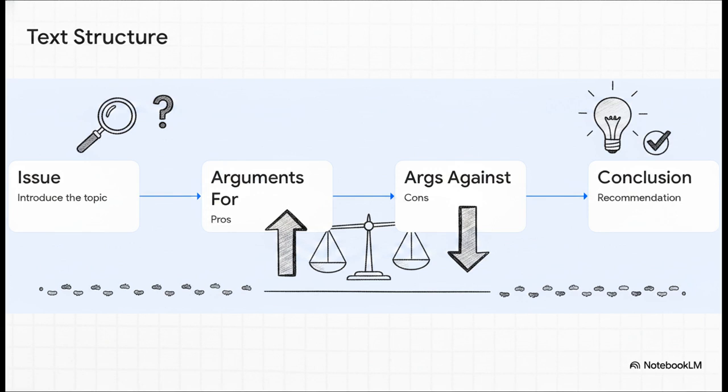The absolute most crucial point here is that you literally cannot jump straight to your conclusion without walking your reader through both the pros and the cons first. If you leave one of those out, the whole scale tips and the text completely fails its primary purpose.